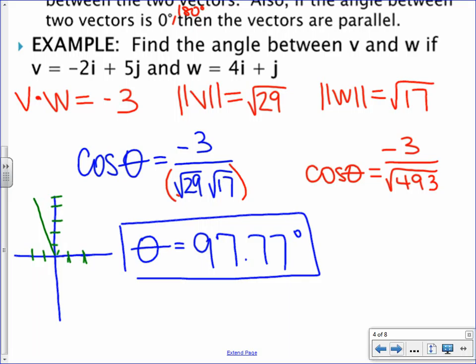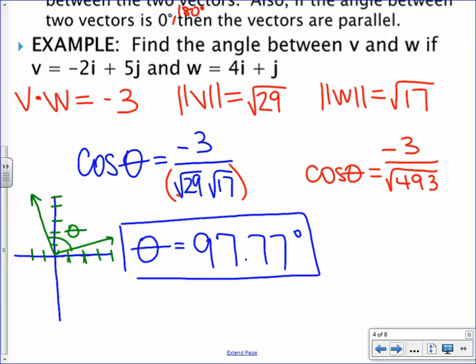Okay. All right, and then 4, 1. Does that seem like a reasonable angle to be between? It looks pretty close to a 90-degree angle, 97.77. That seems reasonable.